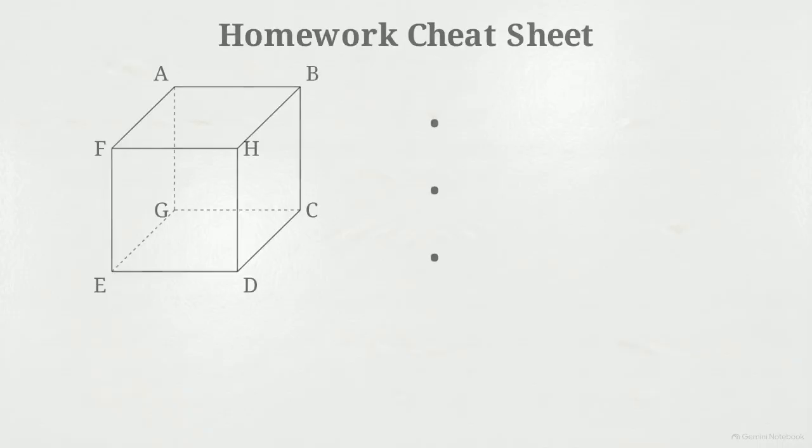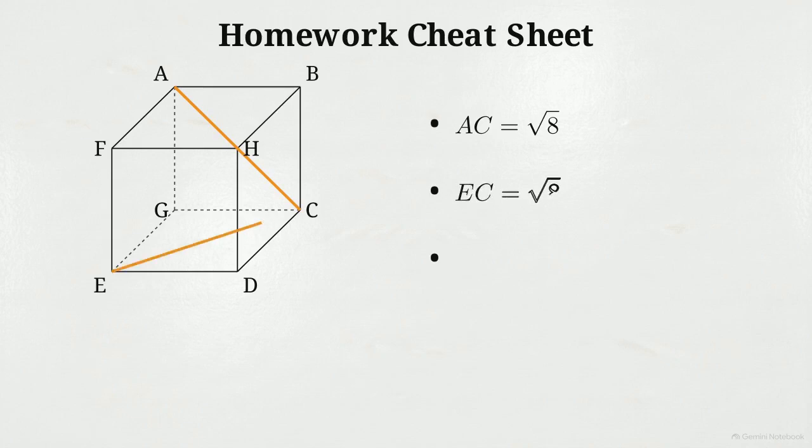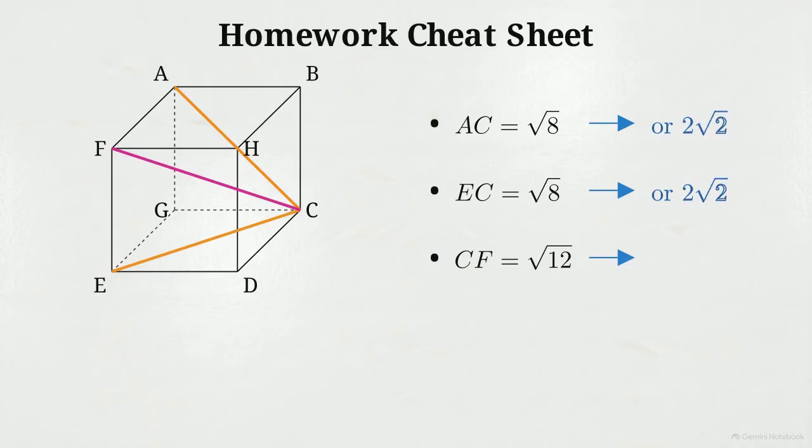This cheat sheet provides the final solutions for the homework assignment. The length of AC is the square root of 8, EC is the square root of 8, and the internal diagonal CF is the square root of 12. Depending on your math professor, you may be asked to simplify those final values. If you do, the square root of 8 simplifies to 2 root 2, and the square root of 12 simplifies to 2 root 3. Either version is mathematically correct.